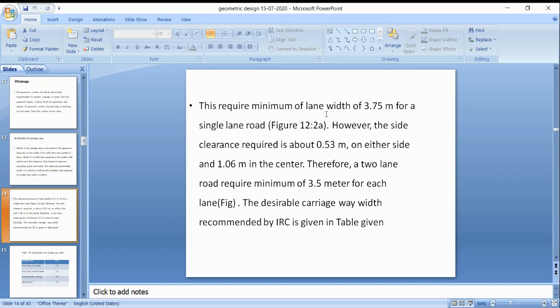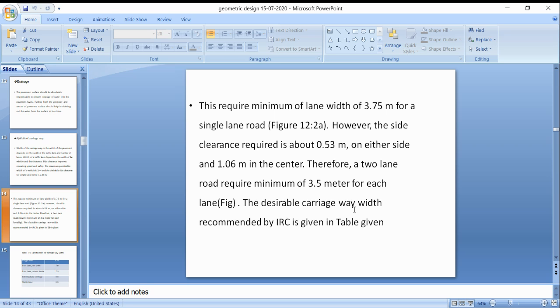This requires a minimum single lane width of 3.75 meters for a single lane road. However, the side clearance required is about 0.53. So the clearance should be 0.53 meters, and the minimum single lane width should be 3.75 meters. If it is for two lanes, on either side it can be 1.06 meters clearance. So for a two-lane road, 3.5 meters is required for each lane.